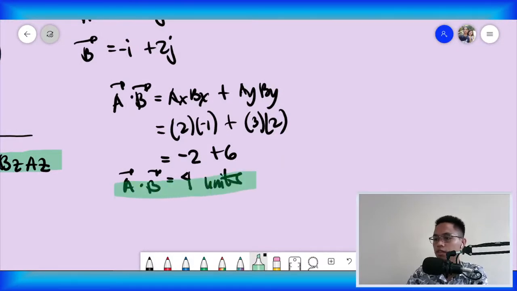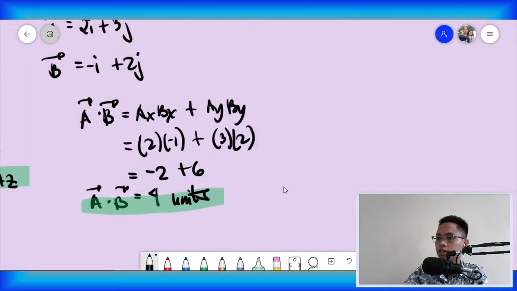Now, how about the angle in between them? Remember that this expression is also equal to the magnitude of A times the magnitude of B times the cosine of the angle in between them. But we don't know what this angle is. Again, this is our unknown.